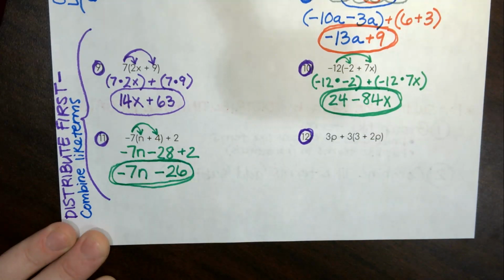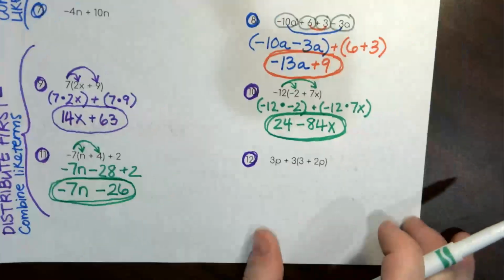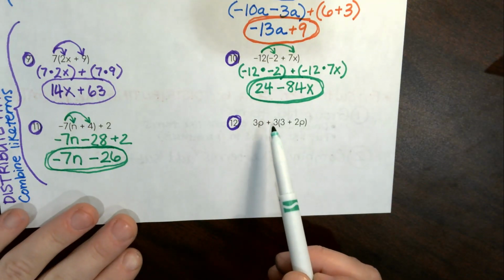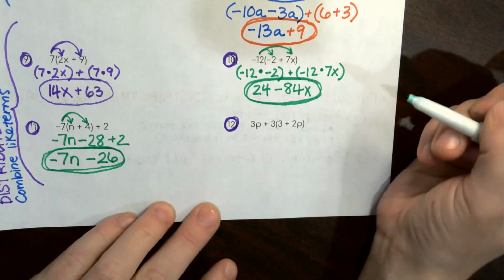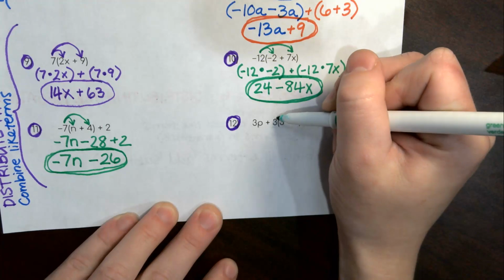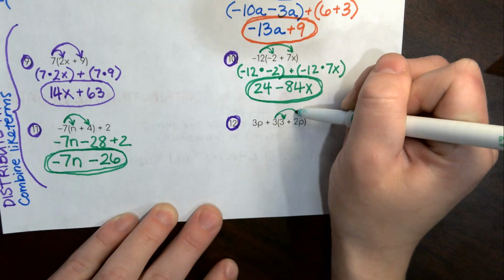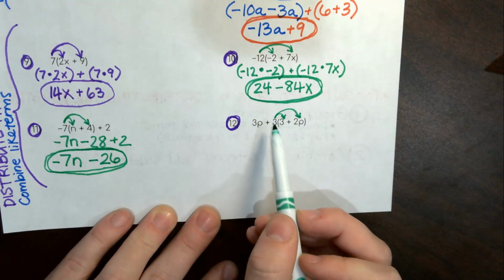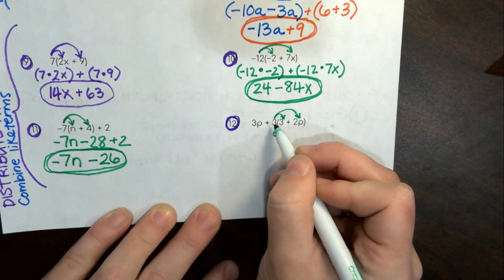Good. Okay, guys, just for fun, you want to do 12 also? Let's do 12. All right. We have 3p plus 3 times, in parentheses here, 3 plus 2p. What's our first step? Distribute. We got a number outside the parentheses, so we need to take this 3 times this 3, and then this 3 times 2p. So, first part, what is 3 times 3? 9.